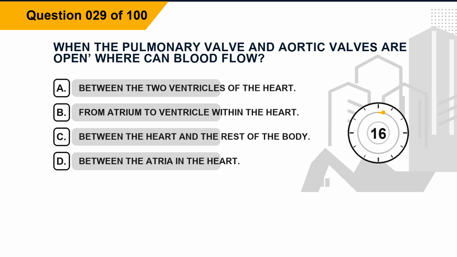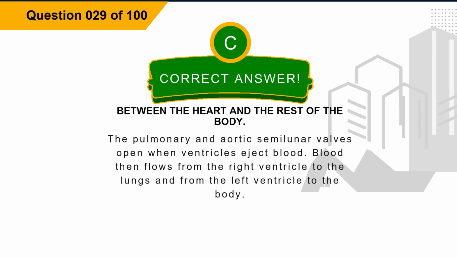Question 29. When the pulmonary valve and aortic valves are open, where can blood flow? Option A, between the two ventricles of the heart. Option B, from atrium to ventricle within the heart. Option C, between the heart and the rest of the body. Option D, between the atria and the heart. The correct answer is option C, between the heart and the rest of the body. Explanation: the pulmonary and aortic semilunar valves open when ventricles eject blood. Blood then flows from the right ventricle to the lungs and from the left ventricle to the body.